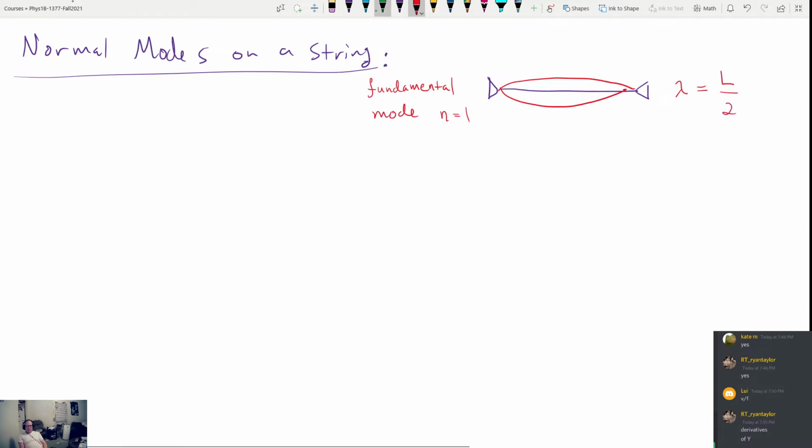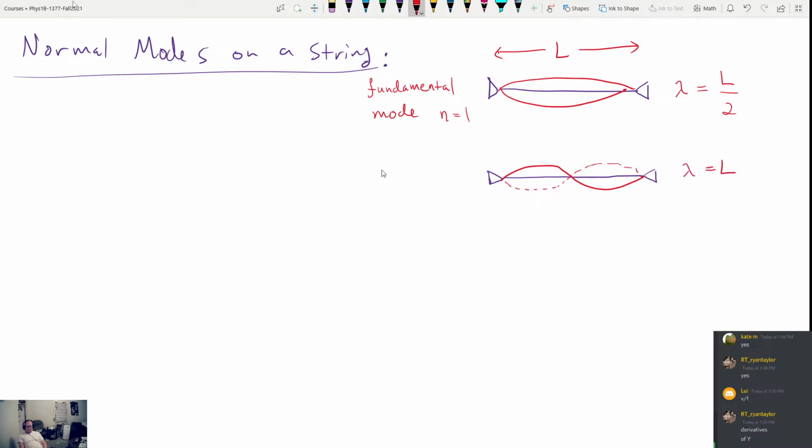All right? The next mode, which we're going to call n equal to 2, could be on the exact same string, but maybe you're oscillating it more quickly and you find a new mode where exactly one wave fits on the length of your string. By the way, L is going to be this length right here. The length for all of these, L is going to be the length here. So in this case, lambda is just equal to L.